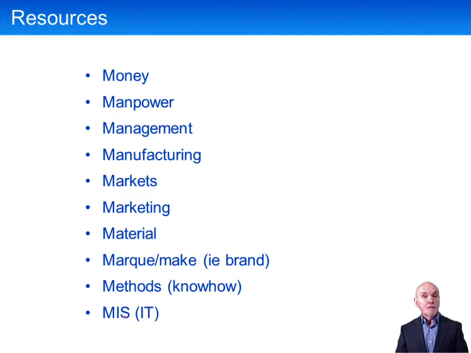Looking inside the organization now, we have the resources and our competences. What are we good at? What do we have a lot of? What are we short of? What are we bad at? Many people remember this by a list of M words.